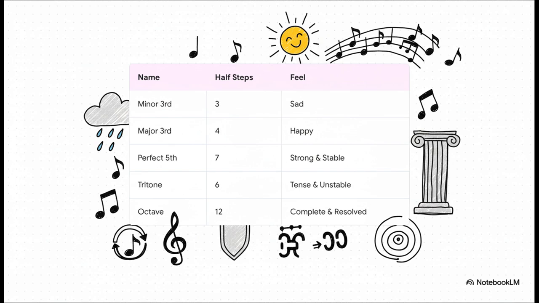Let's take a quick look at how this all plays out. You've got a major third with 4 half steps, and it feels happy. Shrink that by 1 to a minor third with just 3, and suddenly it's sad. Then you have something like the perfect fifth with 7 half steps. That sounds really strong, really stable. And an octave with 12 half steps gives you that feeling of coming home, of completion. See? Each number of half steps creates a totally distinct emotional flavor.